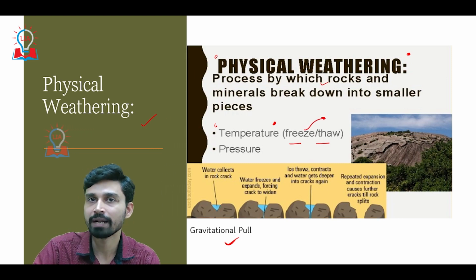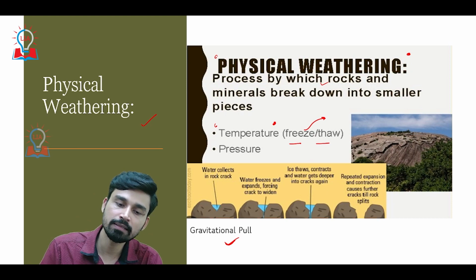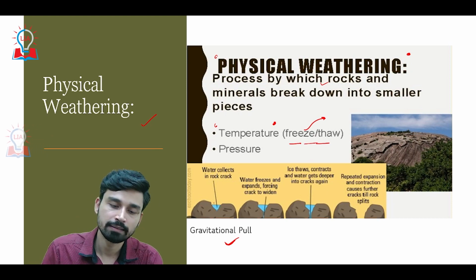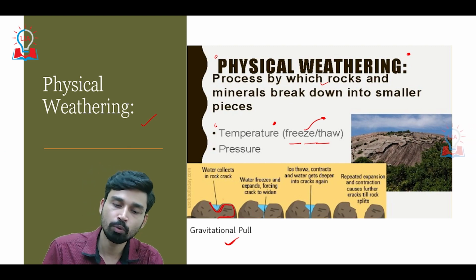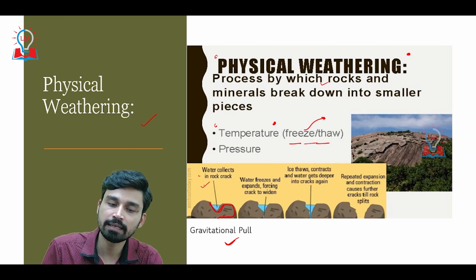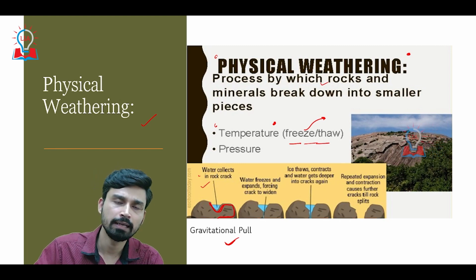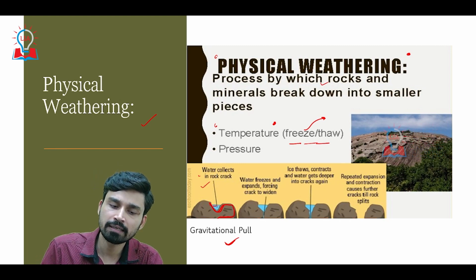So let us try to understand this in slightly more detail. In this freeze-thaw impact, as we can see from this particular diagram, we have a rock structure where there is a small gap. When there is a small gap, sometimes water gets collected. Water can come from rivers, lakes, or even rainwater. So it gets collected here.